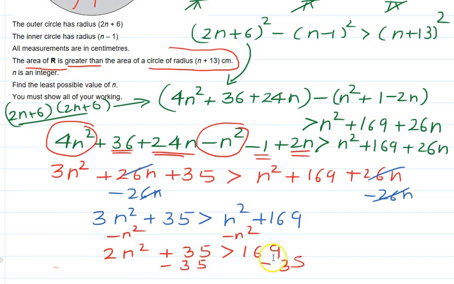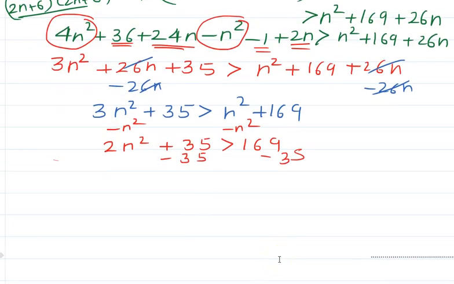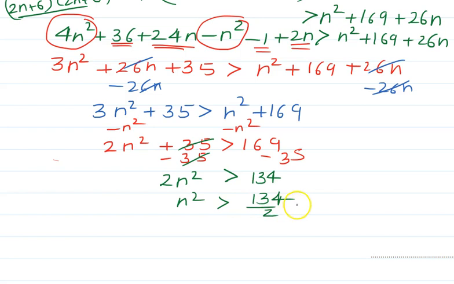Okay, so let me scroll down. So this is the answer. Greater than 169 take away 35: 9 take away 5 is 4, 6 take away 3 is 3, 134, that is 2n squared. Divide by 2 both sides, so n squared is greater than 134 divided by 2.